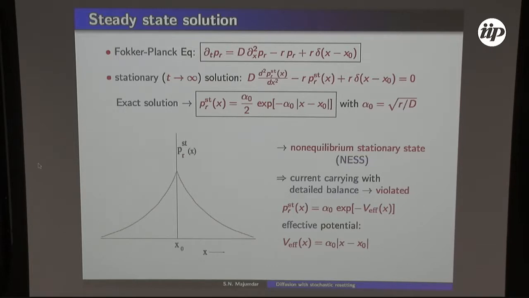Okay? So first thing, a comment is that, of course, it looks like a Gibbs state. It's as if it's an effective potential, which is this linear potential |x - x0|. But actually, it's not an equilibrium because the steady state manifestly violates detailed balance, because you are always going to x0 by this resetting process. So in the configuration space, it's actually a current-carrying state. There is always a current going from any point x to x0. So there is a non-zero current in the configuration space, and so it's a non-equilibrium stationary state, or non-equilibrium steady state, if you like. Okay?